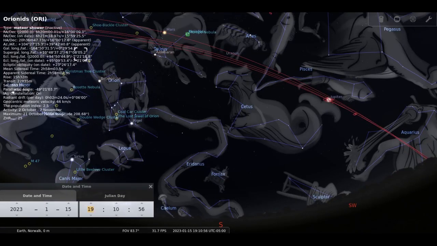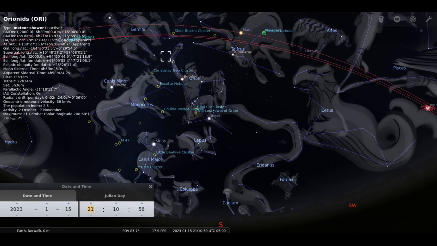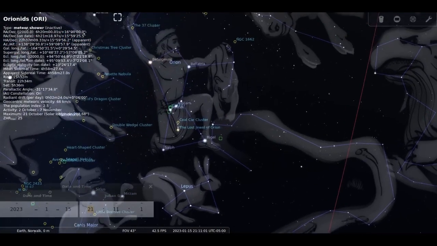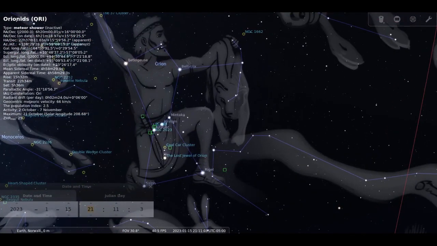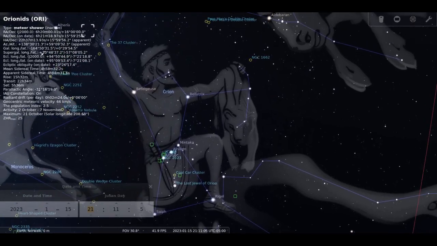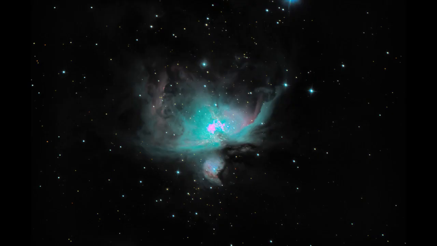Our constellation of the month is Orion the Hunter. This distinctive constellation is the home of a stellar nursery and a magnificent nebula rich in color, M42. In dark skies, this is easily viewable in a telescope.